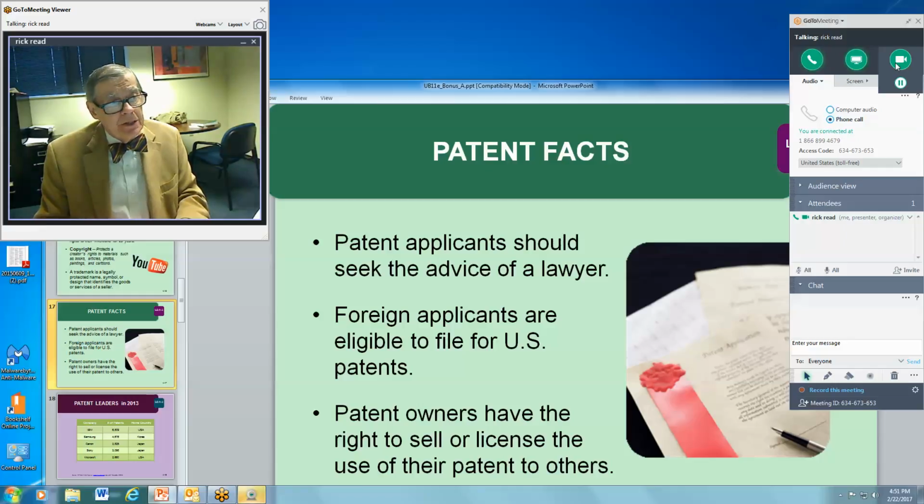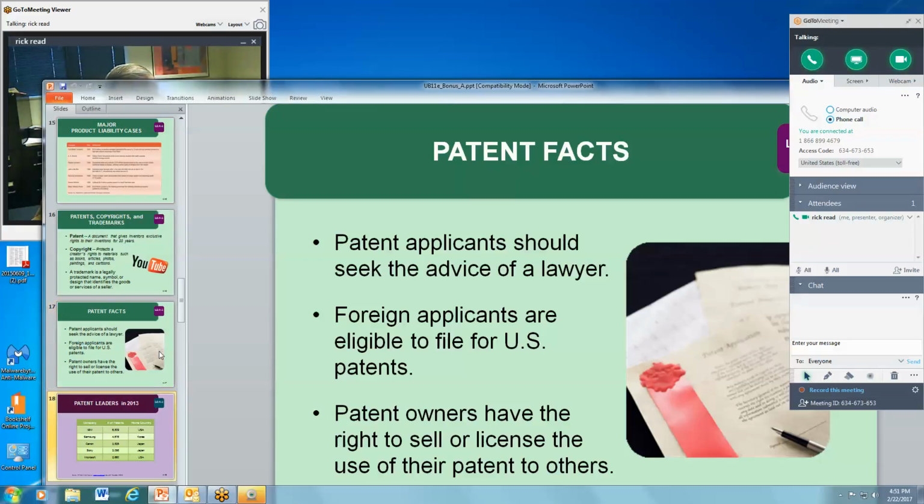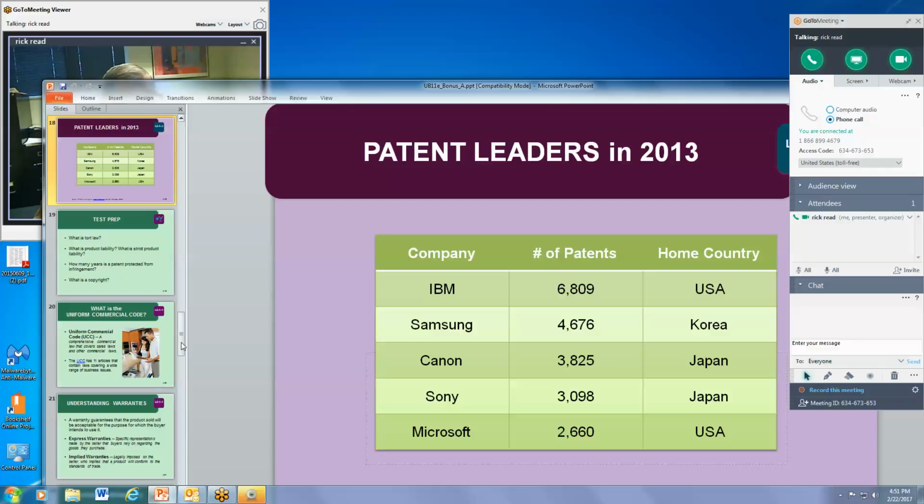You need to have legal help with this. Is it going to cost you some money? Yes, it is. I'm not going to dismiss that, but you need to have some help so you have an idea of where you are. This just talks about patent leaders in 2013. Notice the number of patents that were awarded to IBM, almost 7,000. And that's not something that we're going to spend a lot of time on.